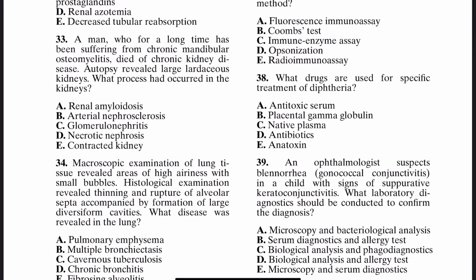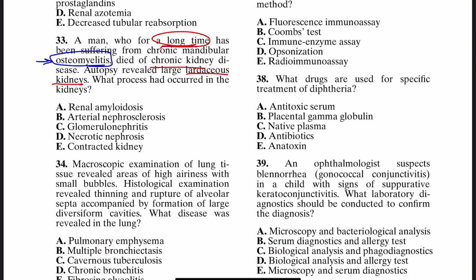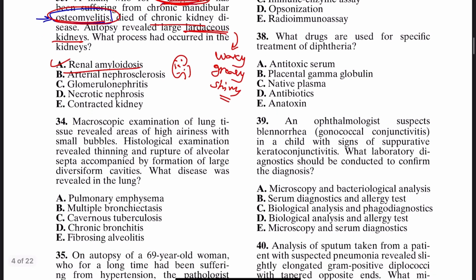Here a man has suffered a long time from osteomyelitis, inflammation of the bone. But here the keyword is for a long time. And then he died of chronic kidney disease and there are lardaceous kidneys. So this is a classical description of renal amyloidosis. A long time he has some disease, and this disease will trigger the release of amyloid protein, which will deposit in the kidney and cause renal amyloidosis. And the key words here are long time, lardaceous kidney, waxy kidney, greasy kidney, shiny kidney, all of these describe the appearance of amyloidosis in the kidney.